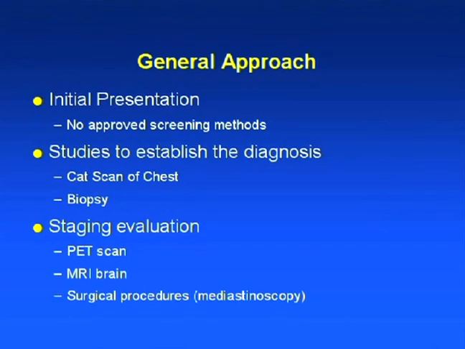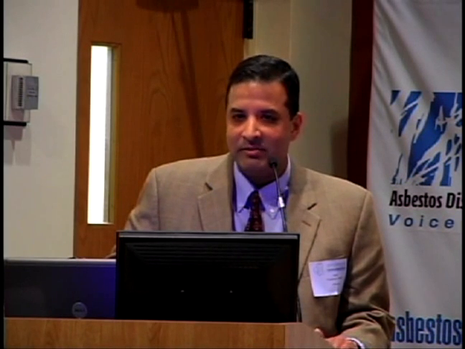Just a very quick overview of what the general approach is for detection and treatment. As Dr. Miller discussed already, there's clearly a lot of interest in early screening methods for both of these diseases, though as yet there are no approved screening methods for either lung cancer or mesothelioma. Clearly, low-dose spiral CT scan is very, very promising, I think, for both of these diseases.